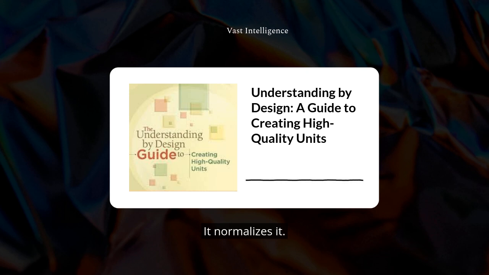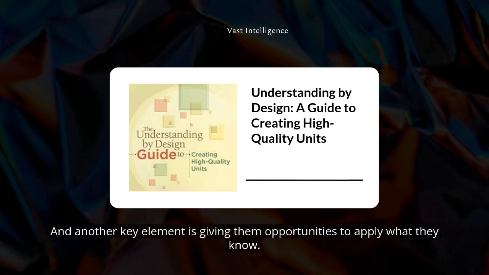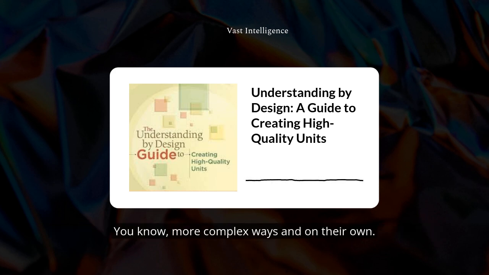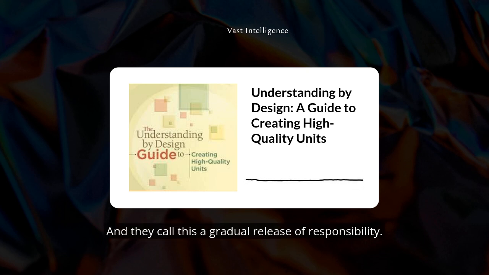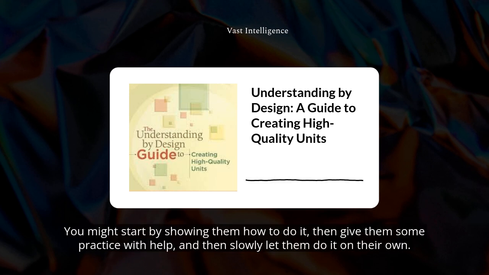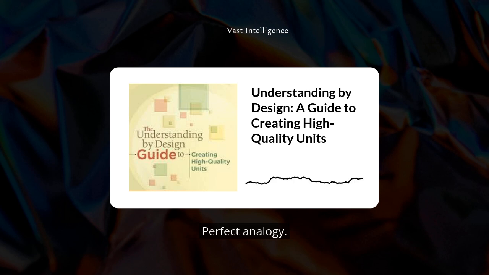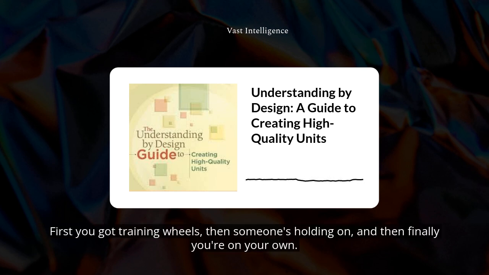Exactly. It normalizes it. And another key element is giving them opportunities to apply what they know in more complex ways and on their own. So not just doing worksheets, but actually using it. Exactly. And they call this a gradual release of responsibility. You might start by showing them how to do it, then give them some practice with help, and then slowly let them do it on their own. It's like learning to ride a bike. Perfect analogy. First you've got training wheels, then someone's holding on, and then finally you're on your own.